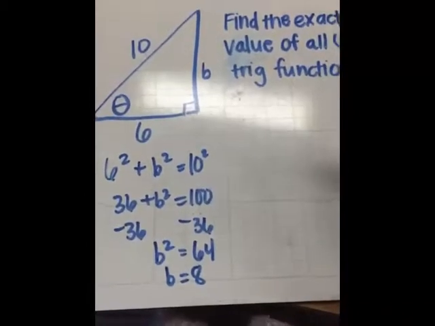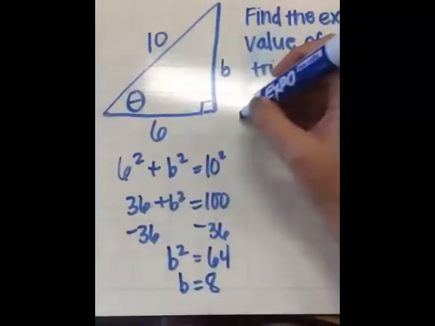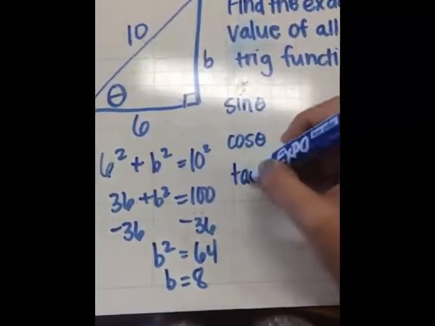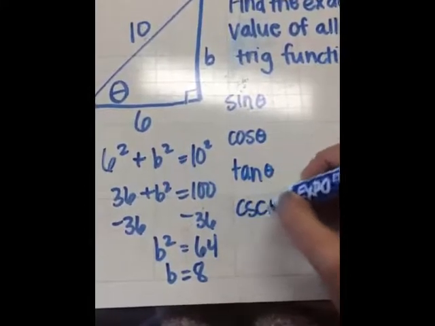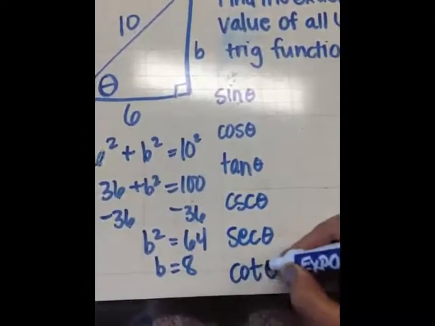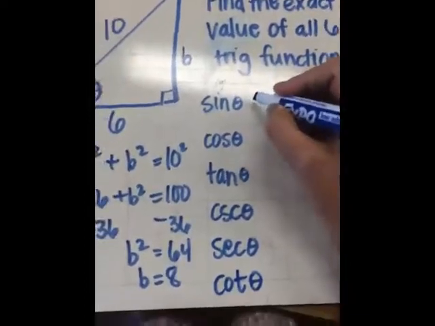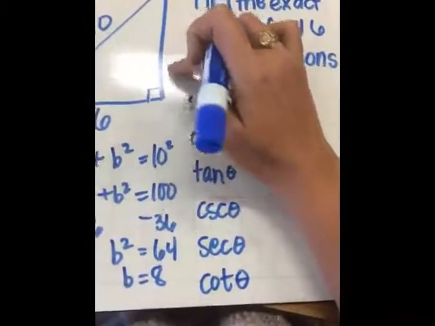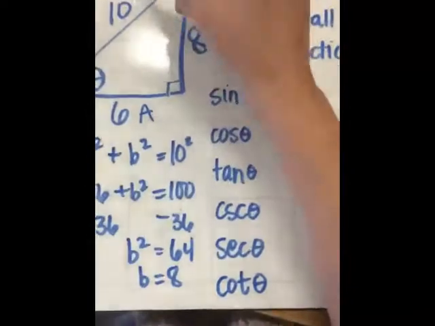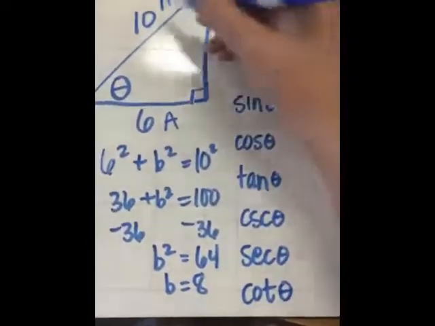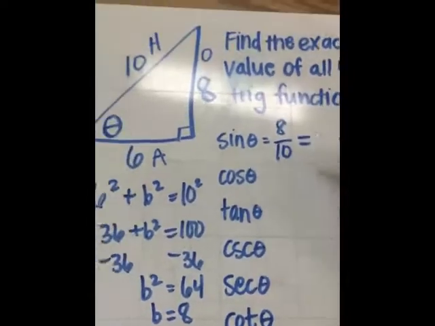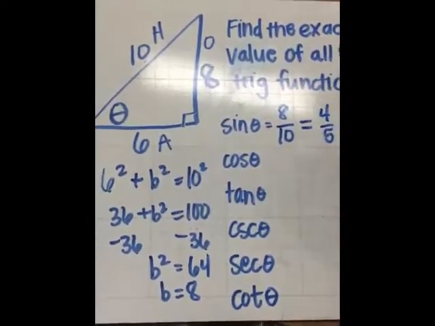Okay, so now we need to find sine of theta, cosine of theta, tangent of theta, cosecant of theta, secant of theta, and cotangent of theta. All right, sine of theta is opposite over hypotenuse. We now know that our opposite side is 8. This is opposite, this is the adjacent, and this is the hypotenuse. So opposite over hypotenuse is 8 over 10, which reduces to 4 over 5.